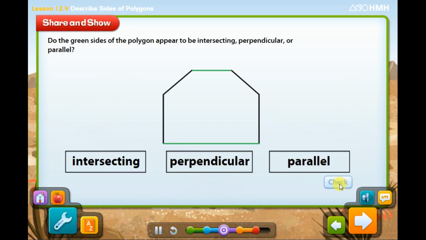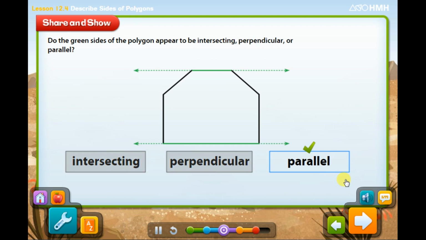Now select all the words that describe this pair of green sides. The two lines look the same. They never meet. They have the same distance apart from each other, and they are walking side by side. And this means the two lines are not meeting, they are parallel. Right. If you extend the lines beyond the polygon, they don't appear to meet. So the sides are parallel.